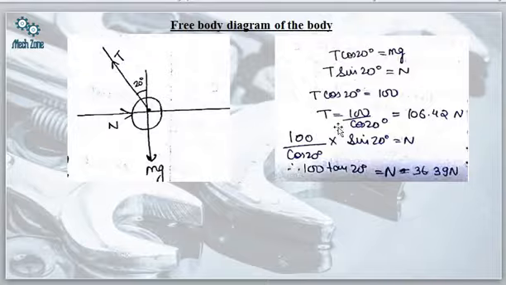So T cos 20 is equal to mg, and T sin 20 is equal to N. These can be very easily solved, and T comes out to be 106.42 Newtons. If we have to find N, then we will use T sin 20. Sin 20 and cos 20 can be simply evaluated from the virtual calculator. We will put in the values, and the normal reaction comes out to be 36.39 Newtons.